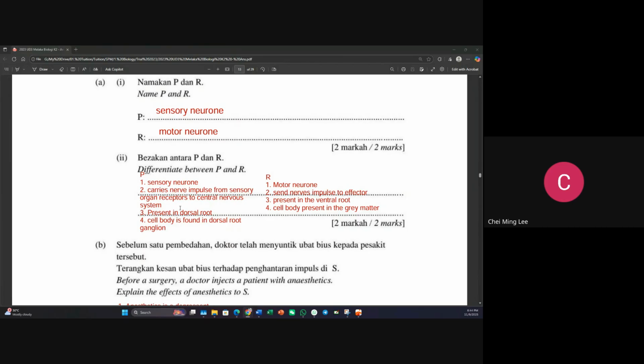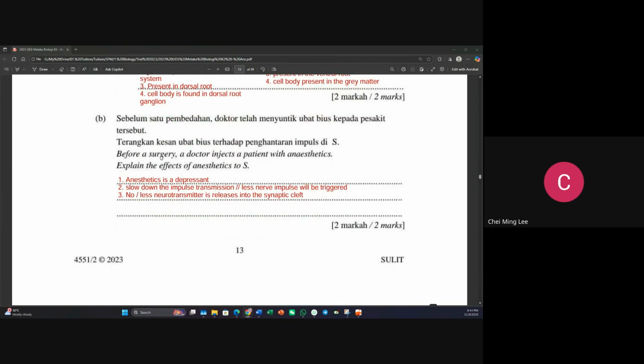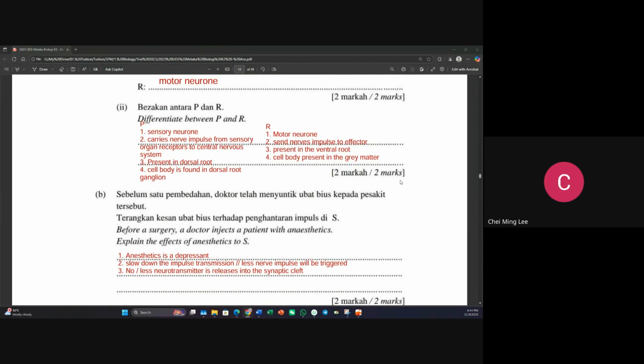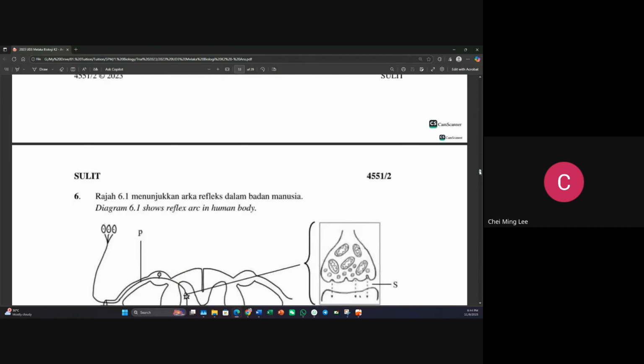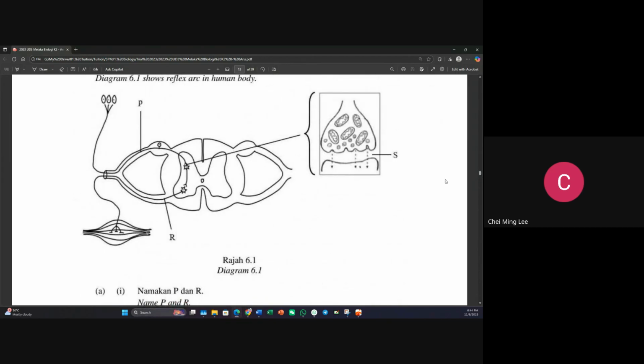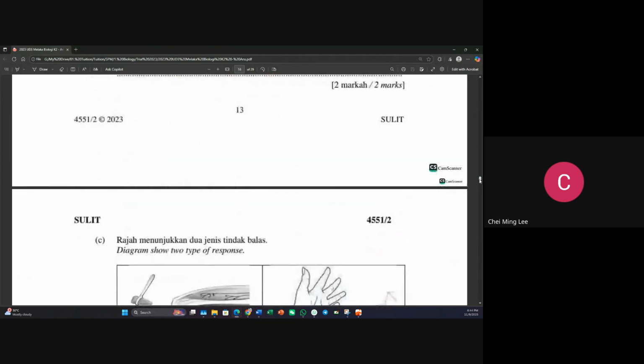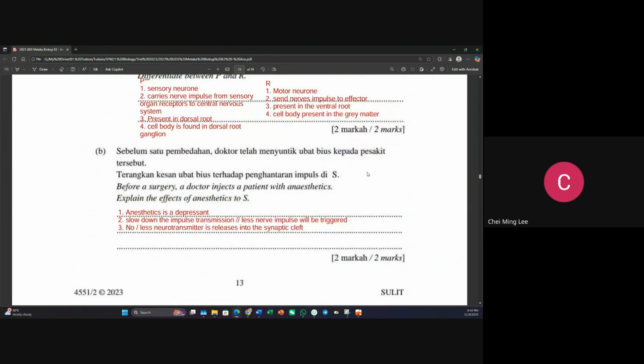Okay, now before a surgery, a doctor injects a patient with anesthetics. So explain the effect of anesthetics to us. So S is here. So why does he inject this one? This is to cause depression. It means that it will press down the impulse transmission.